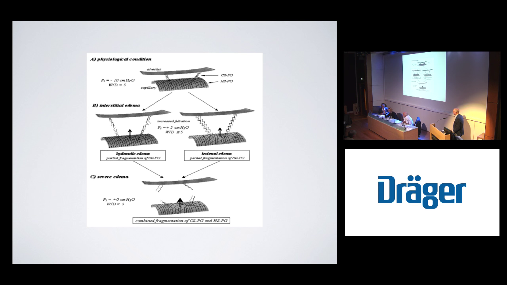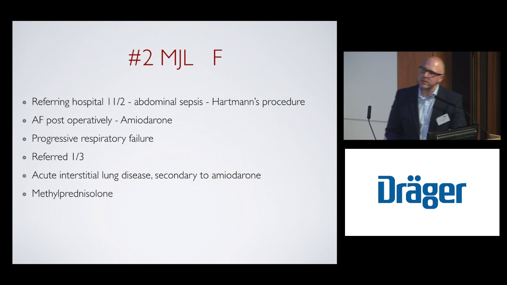I want to show this case because not everything is about pulmonary edema. Not everything is about patients getting rapidly better miraculously. So this is a lady who was referred from a different hospital, came in with abdominal sepsis, had a Hartmann's procedure, and then postoperatively she developed atrial fibrillation. That's very common. She was treated with amiodarone, again, very common.